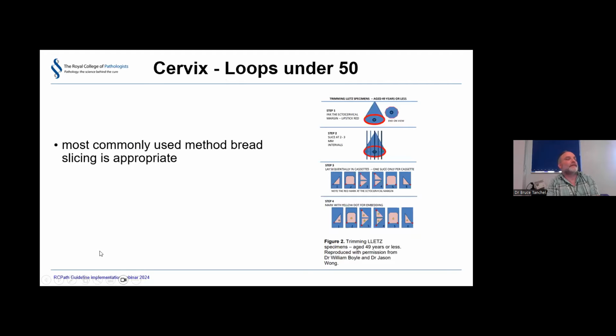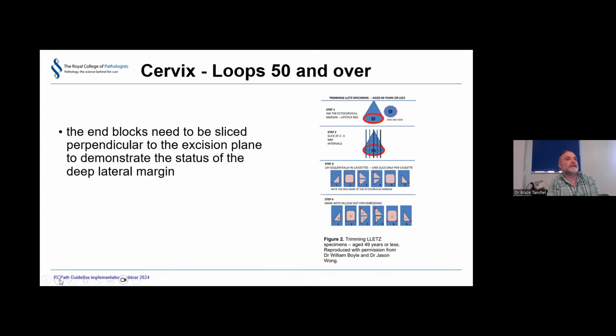So for this document, we have offered 2 different ways of trimming. For under 50, it's the usual way we would have trimmed the loop with the end blocks embedded. You can put them either way you like. But next slide, please. For the over 50s, we are suggesting that you do perpendicular slices on the end plane so you can more clearly establish what the deep margin status is.